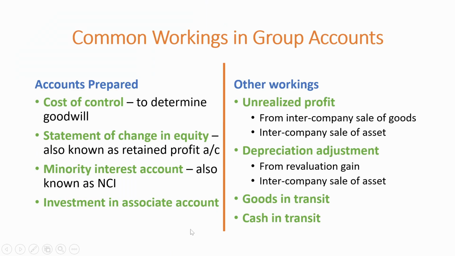So we have common workings in group accounts. Group accounts is usually hard because there are too many workings involved. First, there are 4 accounts which you are supposed to prepare. These are the accounts prepared and they are part of your working. You start with the cost of control, which is prepared to determine goodwill. So you have already seen how to find goodwill, but you have 3 other accounts you are supposed to prepare.